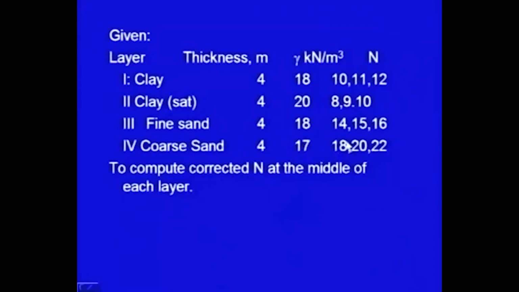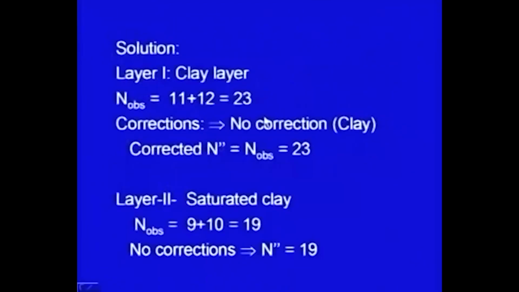Here the values of the blows for successive 15 centimeter penetrations are 18, 20, 22 respectively, and the problem is we want to compute the corrected N value at the middle of each of the layers. Let us start with the first layer. It is a clay layer.